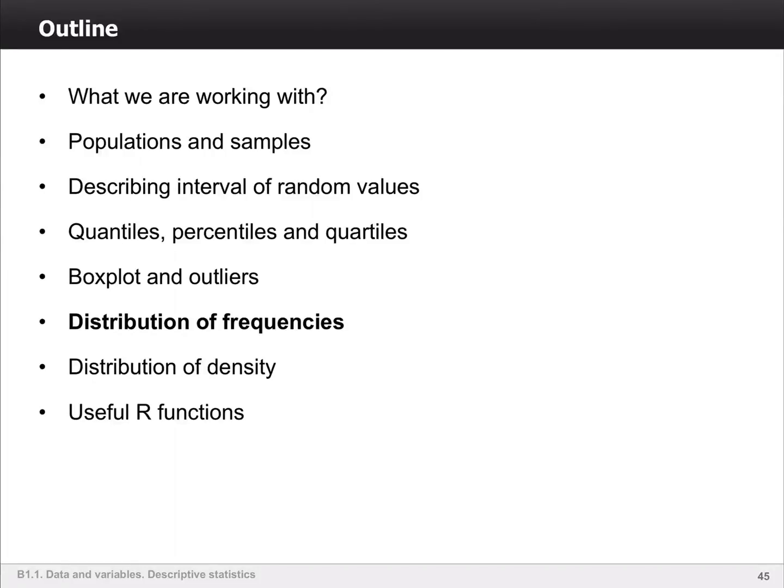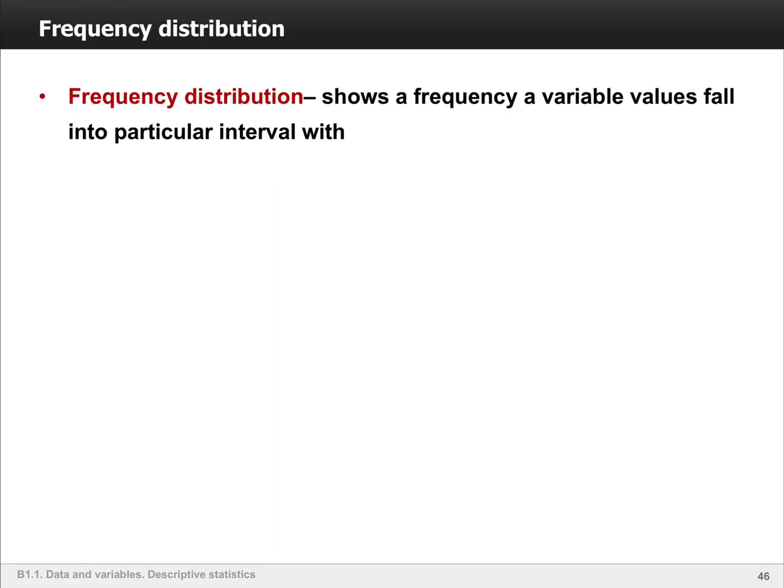We already know that using percentiles and quantiles allows us to investigate what's going on in different intervals of the values. Now we are going to learn another way to do that, from a slightly different angle. It's called distribution of frequencies, and later we will also talk about density distribution. The frequency distribution is a very simple thing. It tells you how often a value falls into a particular subinterval of the whole range of the values.